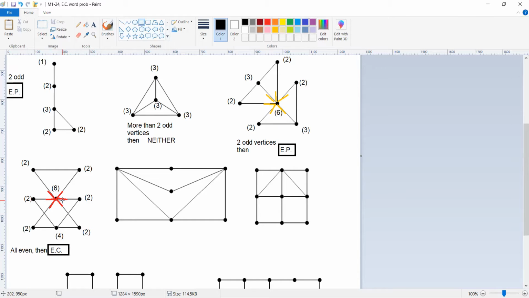Which is going to have also an Euler path, but an Euler circuit is stronger, so go with the best definition, or like the best possible choice.